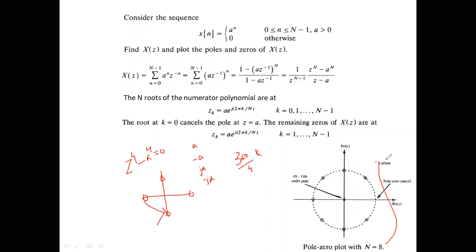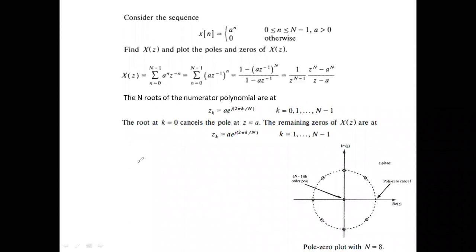So for any value of n, what am I going to get? In that particular case, the entire 360 will be divided by n, for this particular case 8, multiplied by k. So these are the locations. Now substitute: 360 divided by 8 is how much? 45 degrees, right? So I get a zero at 0 degrees, then at 45, then at 90, then at 135, then at 180, and so on.